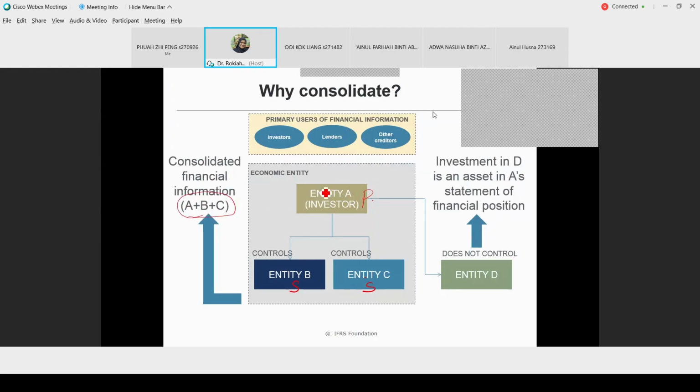At the same time, entity A also has an investment in entity D, but does not have control, meaning it holds less than 50%. This investment also needs to be reported in the statement of financial position, but as a normal investment. We just record it as an investment in D, under the category of assets in A's statement of financial position.